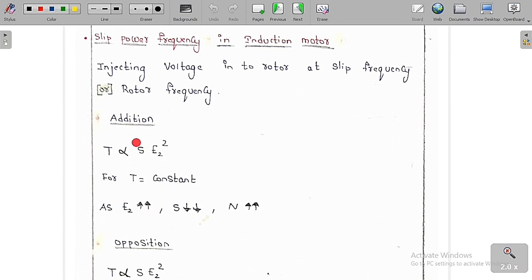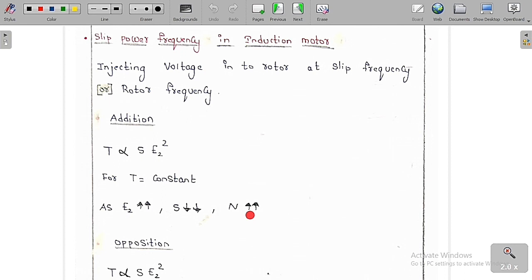By addition, the EMF induced in the rotor will increase, because we are externally injecting the voltage into the rotor at the slip frequency in the addition process. So the overall induced voltage in the rotor will increase. As E2 increases, the torque demand should stay constant, so the slip will decrease. Slip decreases means the rotor speed must increase. This is a very important point that you always have to remember.